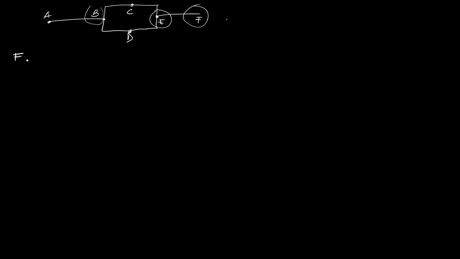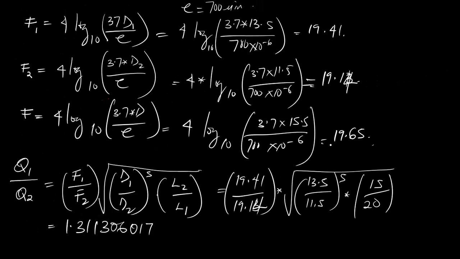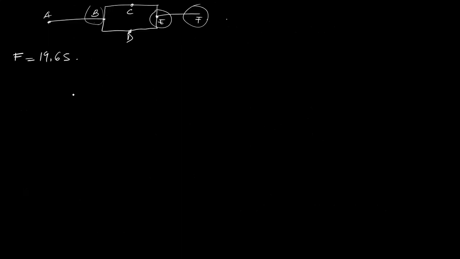We know that F, the transmission factor at this segment, is 19.65. So that is what we got here, 19.65. So we're going to make use of the fact that the compressibility factor is constant. So now we're going to make use of the general flow equation.